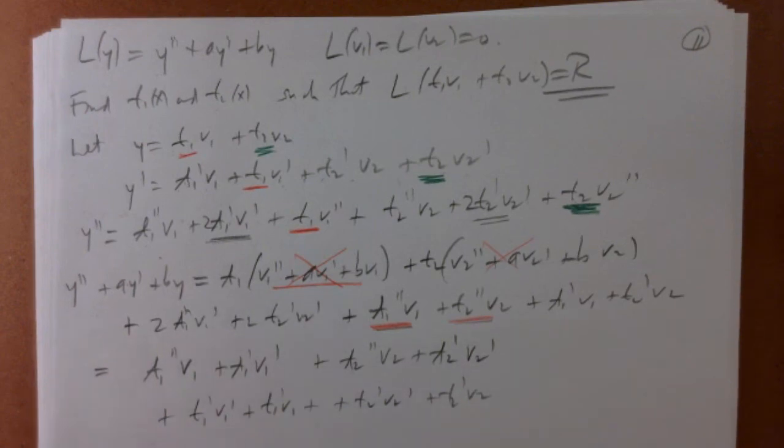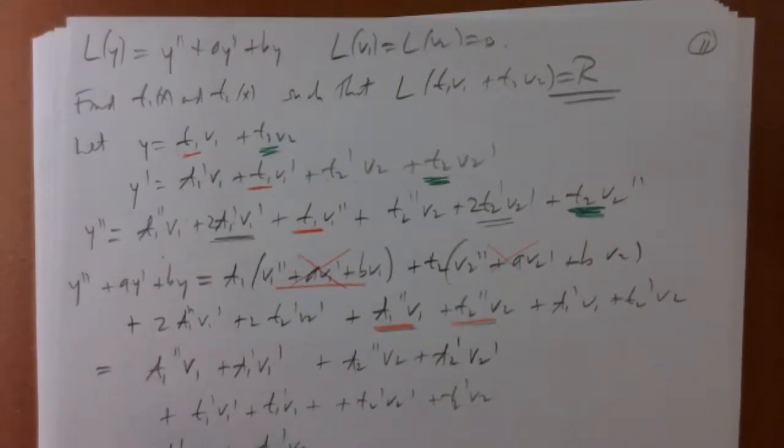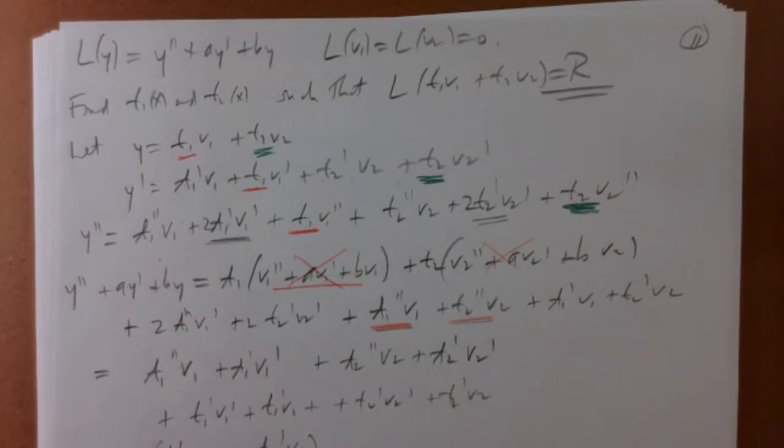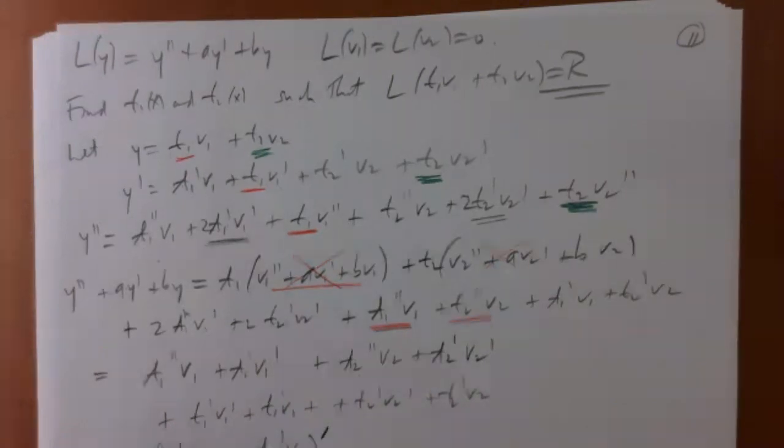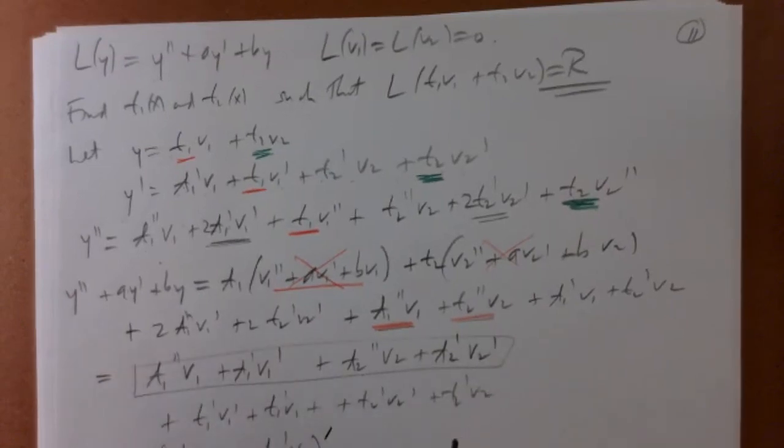Now, if I were to take T1 prime V1 and differentiate it, I would get this and this. And if I were to take T2 prime V2 and differentiate it, I would get this and this. So this differentiated is this. So T1 double prime V1 plus T1 prime V1 prime, T2 double prime V2, right?